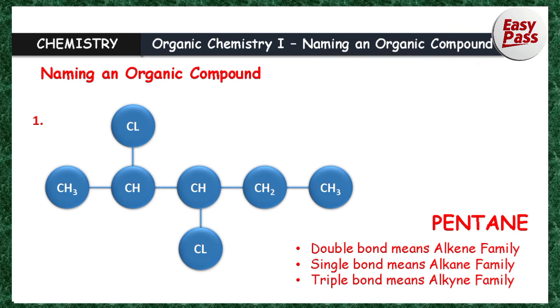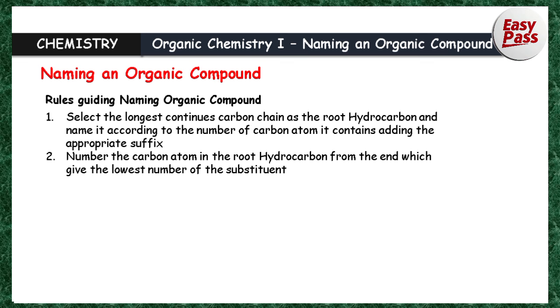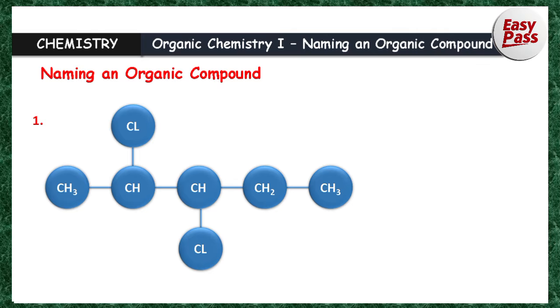Rule number 2 states that you number the carbon atoms in the root hydrocarbon from the end which gives the lowest number to the substituent. You number it from the end which gives the lowest number to the substituent. When you have something like this, you number from the end.